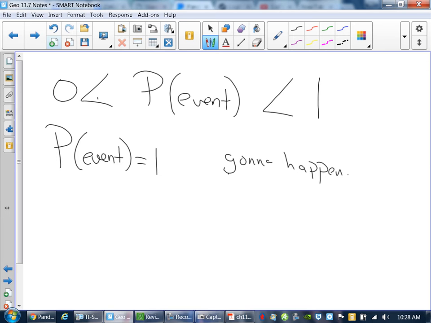Oh, okay. The probability of some event equaling 0 means it's not going to happen. Like the probability of it snowing outside our school today. It's a possibility. A couple years ago, it snowed all day. Probably like 1 out of a billion.